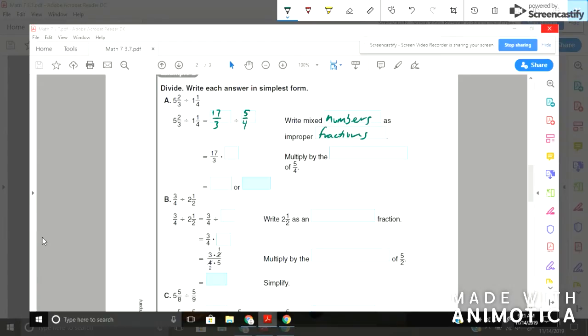Okay. Then from here, do KFF, keep flip-flop. Keep the first fraction the same. Flip your division to multiplication and flop this to its reciprocal. So that would be 4/5. All right. Again, multiply by the reciprocal of 5/4, which is 4/5. Okay. Multiplying straight across now. I don't have any common factors when I look diagonally, so I can't simplify first.